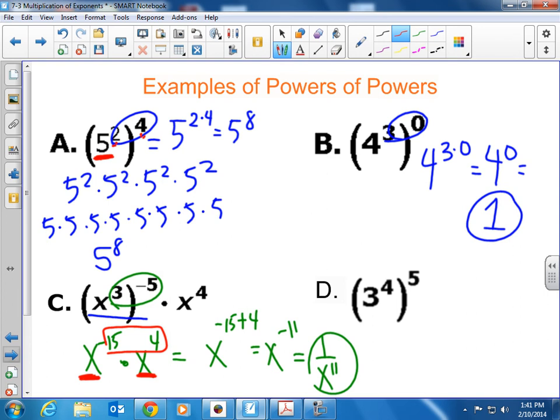That's a really, really important thing to get before we move on. Let's do this last example. I see one base of 3 and I see 2 exponents that follow it. So I'm going to multiply those together. Okay, see how I'm showing my work here? I'm showing how I'm getting this answer of 3 to the 20th. It came from multiplying 4 times 5.